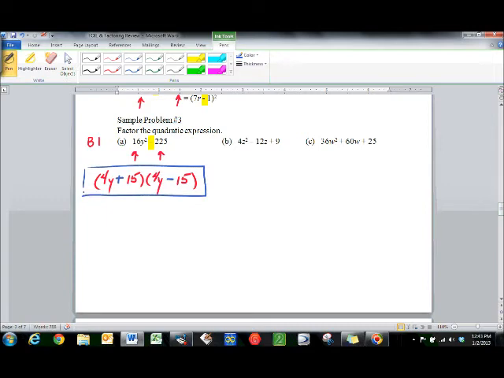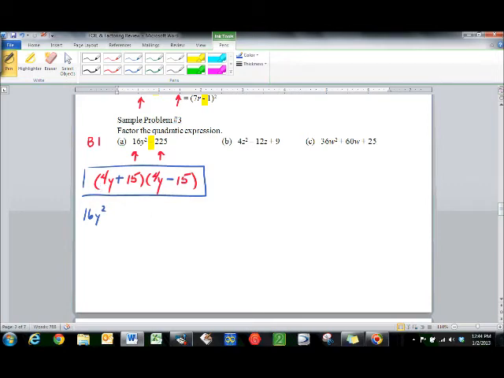Now, if you wanted to double check if this were a correct answer or not, you would simply refoil this, and you can see here 4y times 4y would be 16y squared.